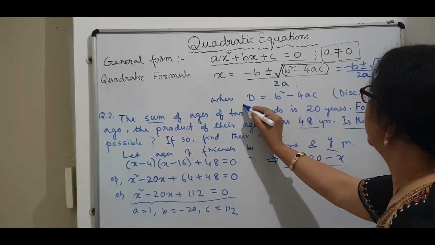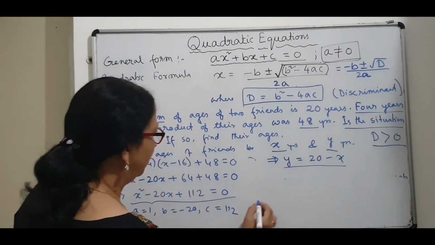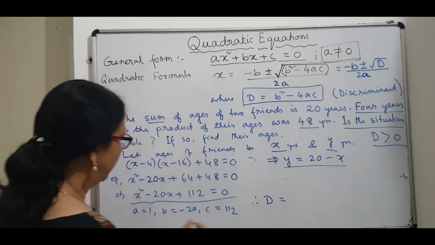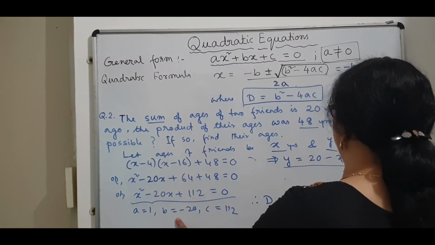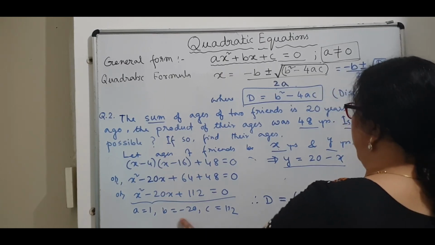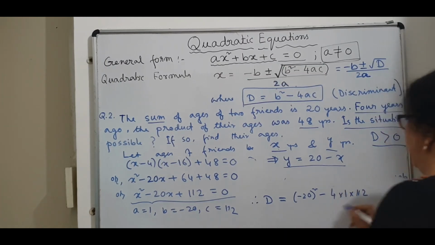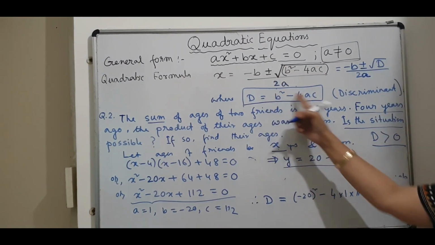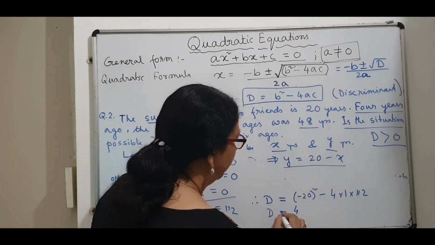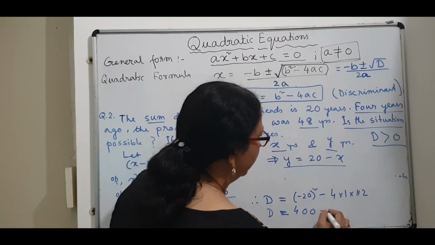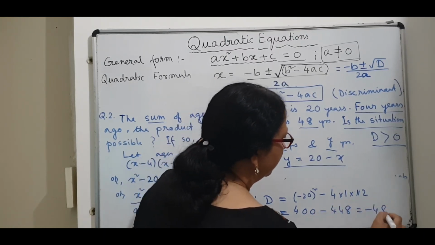This is the expression for D, so let us find the value of D. D is equal to b square minus 4ac. b is minus 20 whole square, minus 4 into a, which is 1, and c is 112. b square minus 4ac, that is the discriminant. So what is the value of D then? 400 minus 400 into 448... 400 minus 4 into 112, that is 448. So it is minus 48.